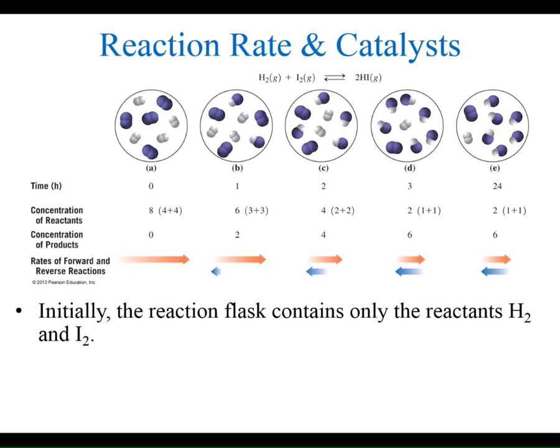Equilibrium does not mean that the amounts are equal. All that it means is that the rate of the forward reaction and the rate of the reverse reaction are equal. So it doesn't mean it's perfectly even, like 4 and 4. It just means the rate at which these are turning into that is the same as the rate at which those are turning into these. So that's the same rate going back and forth. That's equilibrium.